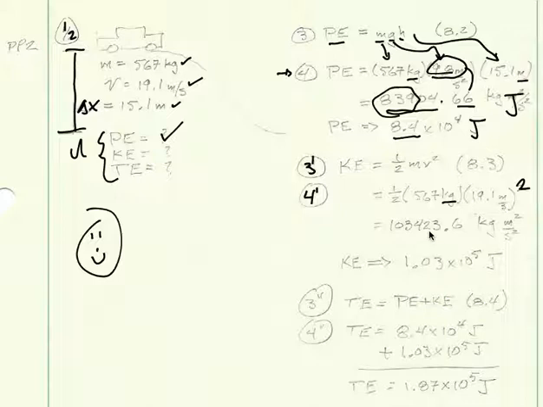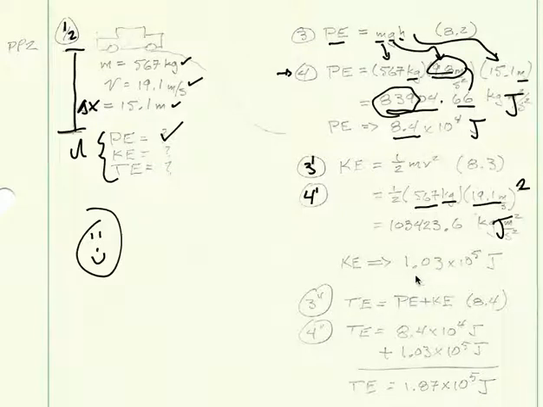You end up there with 103,423.6 kilogram meters squared per second squared. Good, we know that's a joule. And again, we're limited to, well, in this case, 3 significant figures because we've got the 19.1 here, 567 here. That could actually have an infinite number. We don't know, but we do know that this one is just 3.